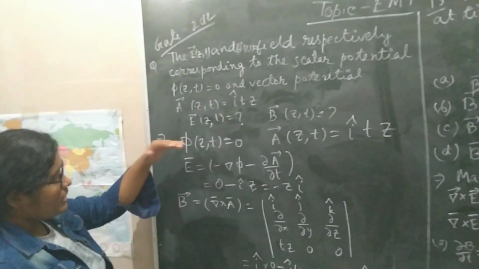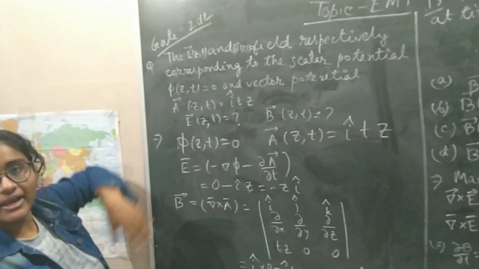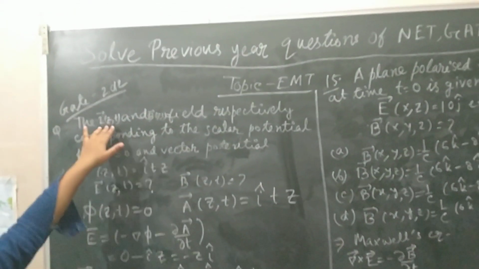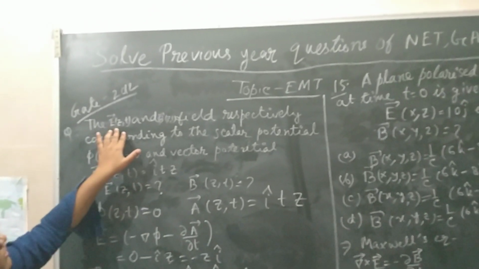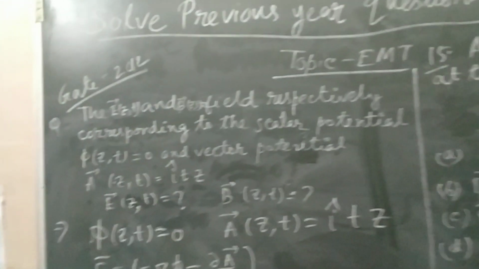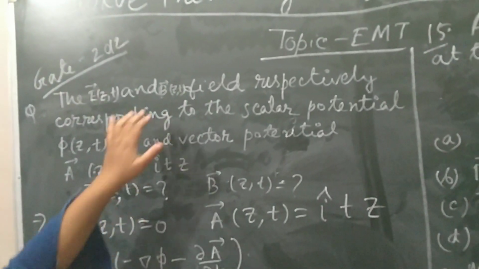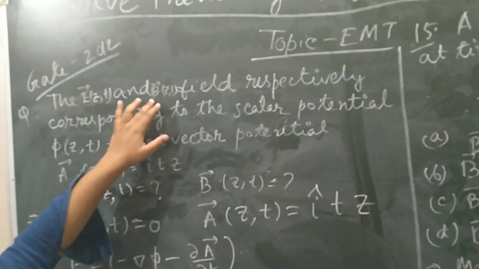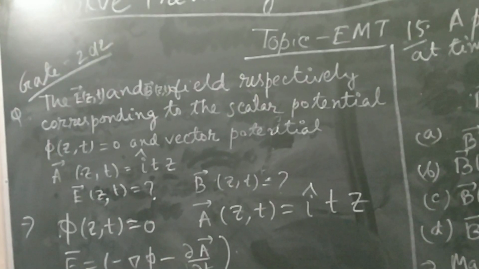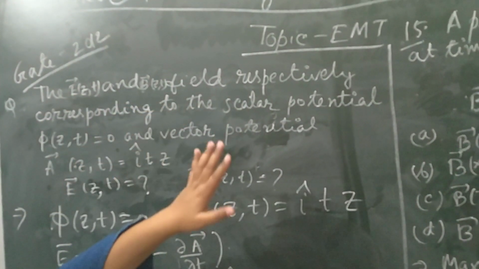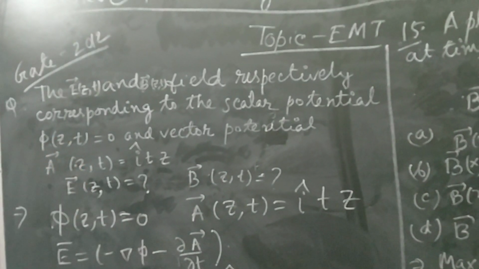Before solving, I want to tell you the physics behind the question. Suppose the electric field is a function of z and t. What does it tell you? It means the electric field is dynamic, and the magnetic field is also dynamic, changing in space as well as in time. So this is not the static case. This is not a static electric field.